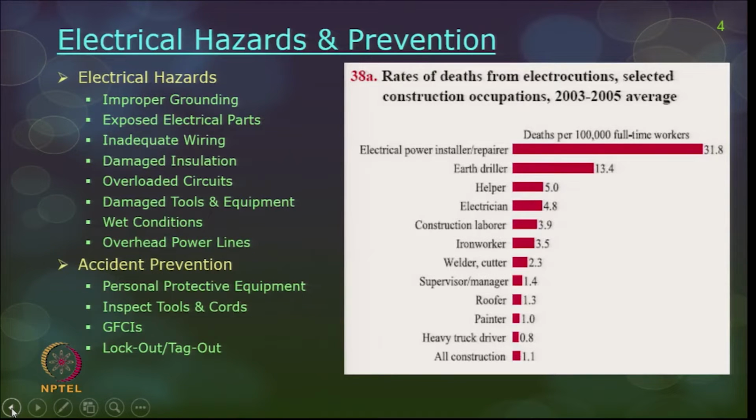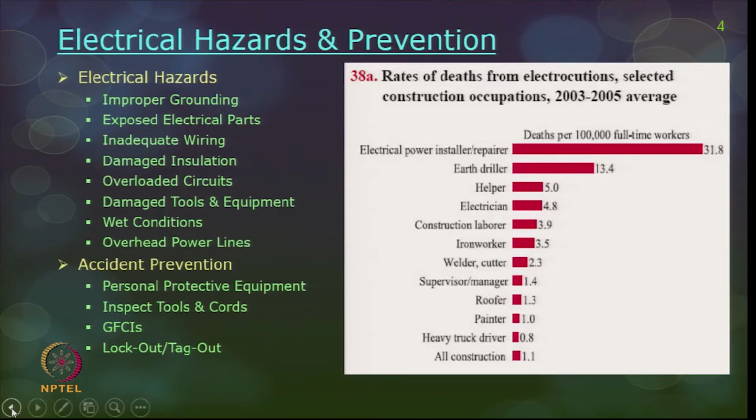If you see, there are so many electrocutions which have been reported. The electrical hazards are improper grounding, exposed electrical parts, inadequate wiring, damaged insulation, overloaded circuits, damaged tools and equipment, wet conditions and overhead power lines. For accident prevention, primarily you should have proper PPE. Anyway, I am not covering PPE for these 2-3 weeks because I have covered enough on PPE earlier.